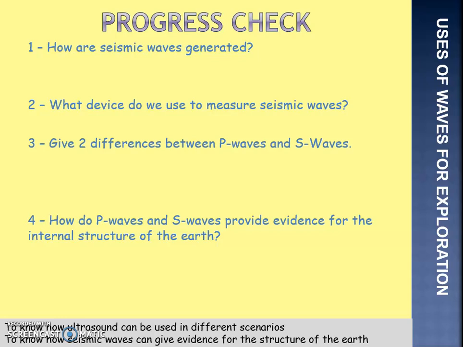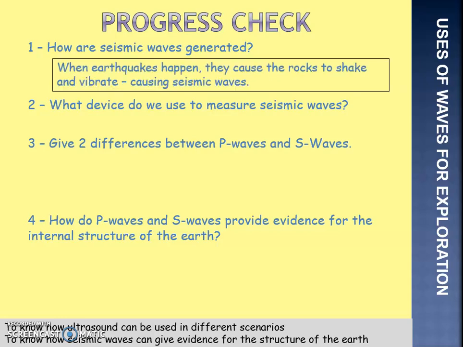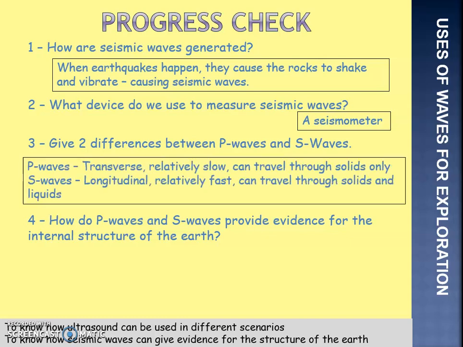Okay, question 1. How are seismic waves generated? Generated when earthquakes happen and they cause the rocks to shake and vibrate, which causes the seismic waves. What device do we use to measure the seismic waves? We use a seismometer. 2 differences between P waves and S waves. P waves are transverse, they're relatively slow, and they can travel through solids only. S waves are longitudinal. They travel relatively quickly and can travel through solids and liquids.